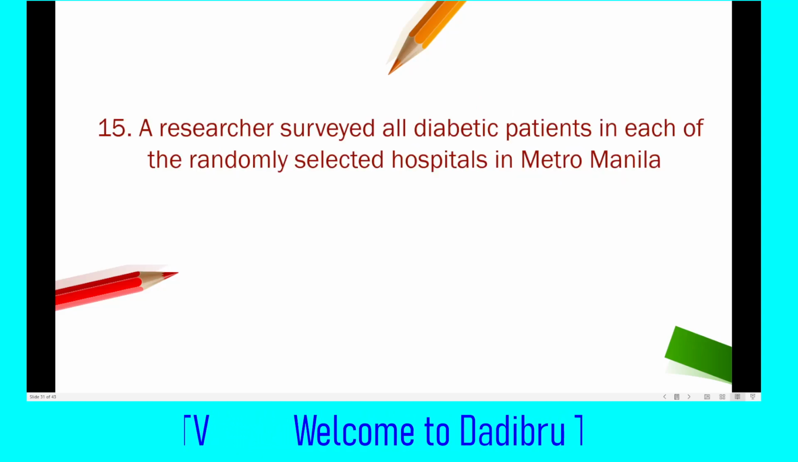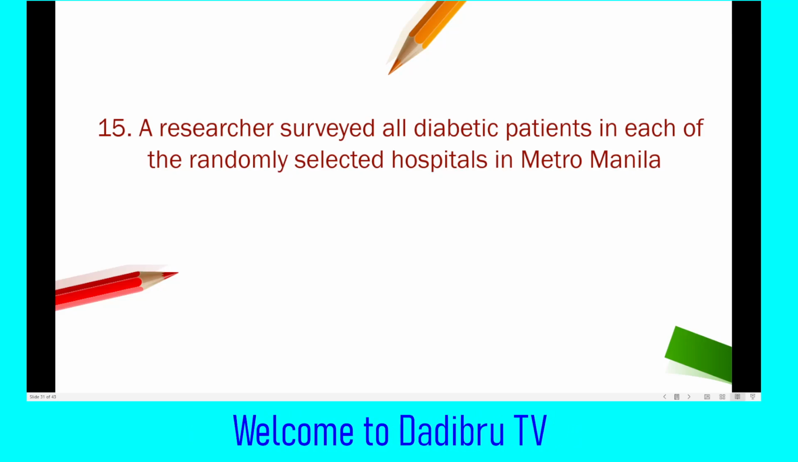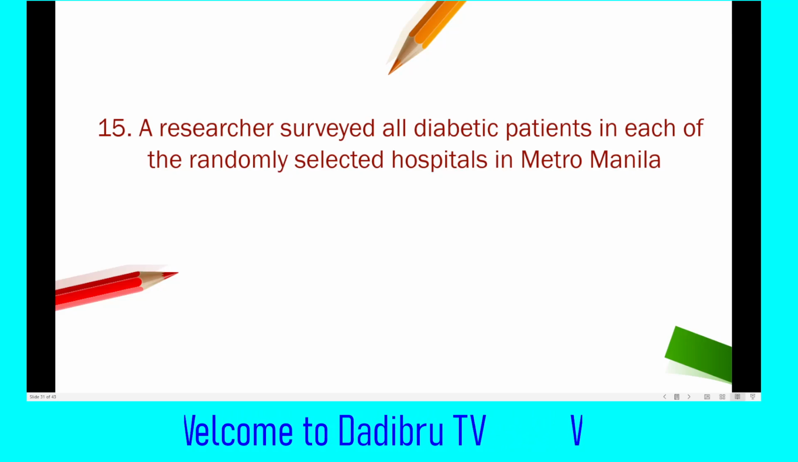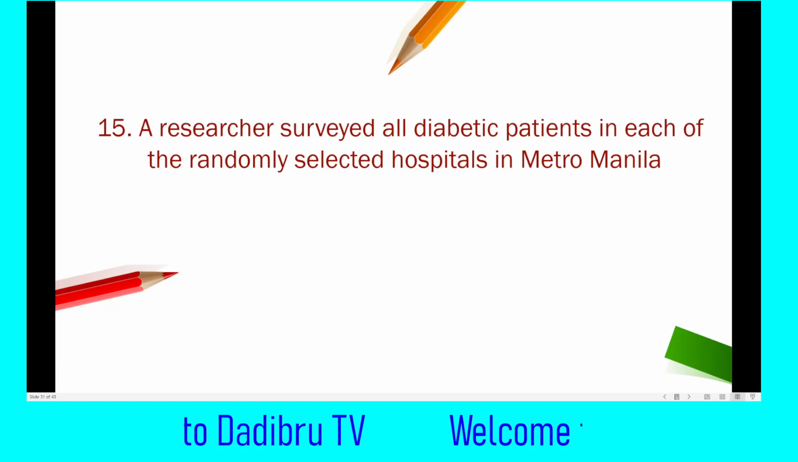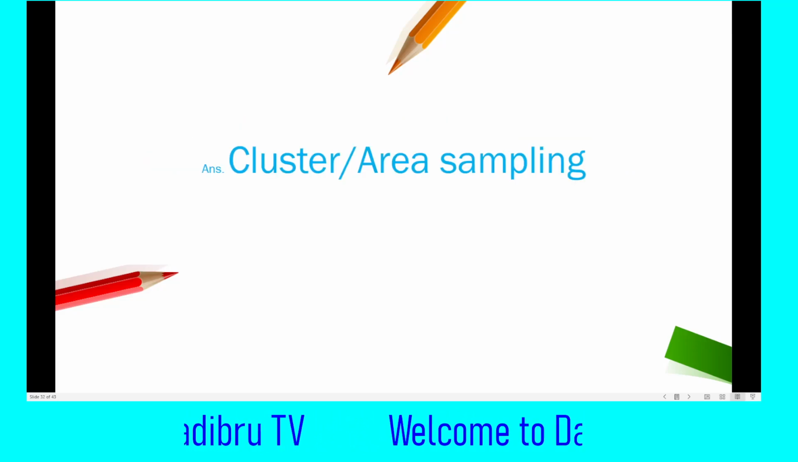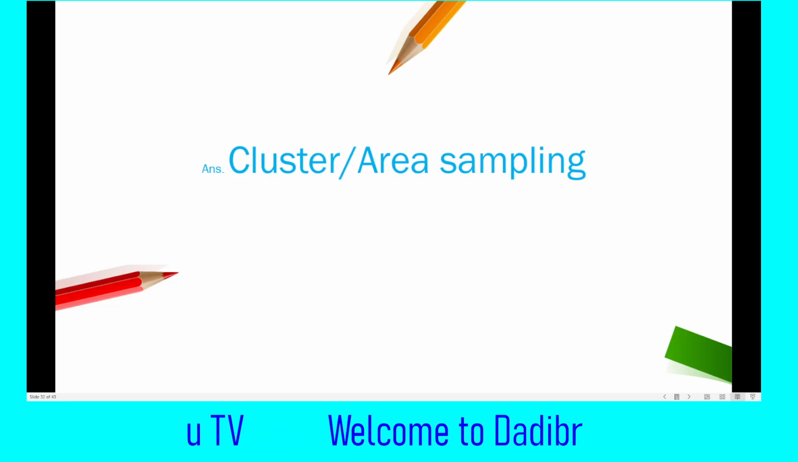Question number 15. A researcher surveyed all diabetic patients in each of the randomly selected hospitals in Metro Manila. Guess the answer? The answer is cluster or area sampling.